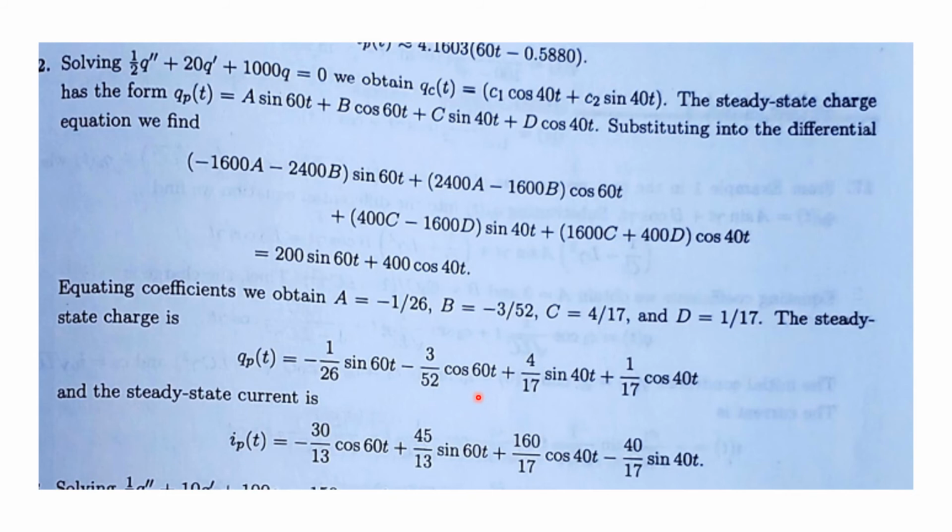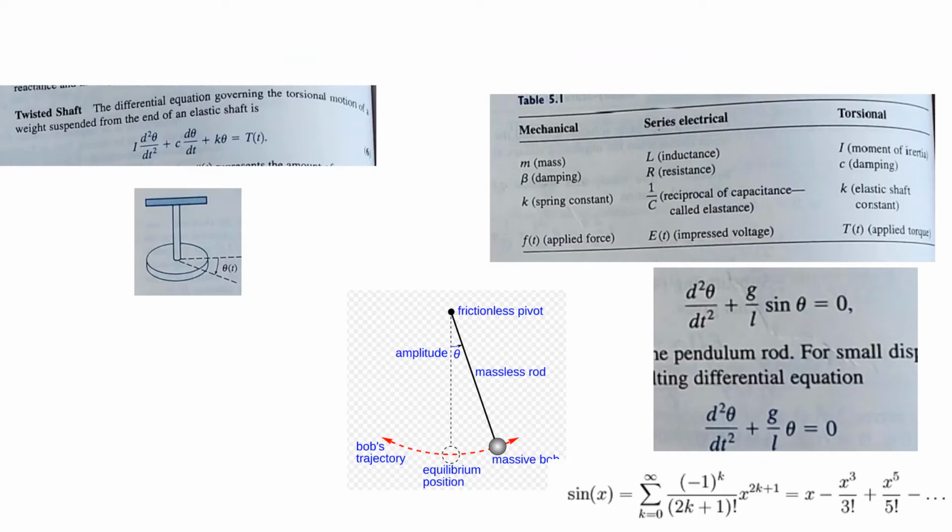We get these coefficients for A, B, C, and D. So the steady state charge is going to be this, just using those coefficients. And the steady state current is the derivative of that. We take the derivatives and we have that. I think the problem was asking us for the steady state current. I'm not really sure. Okay, so we can solve problems like this. There are many examples of this.